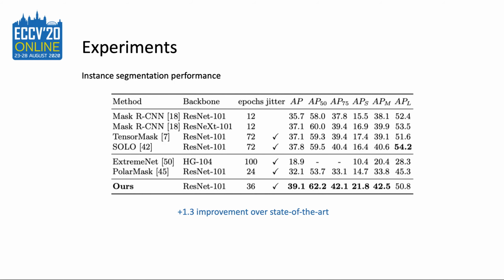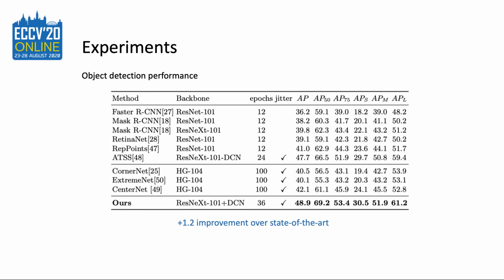Next, we compare our method with other approaches. We achieve state-of-the-art performance on both instance segmentation and object detection. On the instance segmentation task, we achieve a 1.3 AP improvement over the previous best results. On object detection, we achieve a 1.2 AP improvement over the previous state-of-the-art methods.